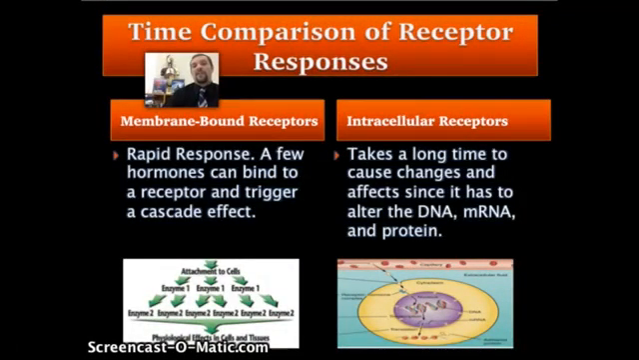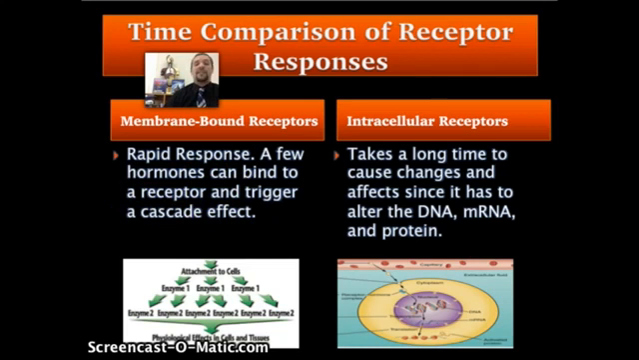If we take a look at a time comparison for the amount of time needed for a specific hormone to be released, attach to a receptor, and then cause a response, we can see that membrane-bound receptors compared to intracellular receptors are much quicker. It's a much more rapid response. Only a few hormones need to bind to a receptor, and then they trigger what we call a cascade effect.